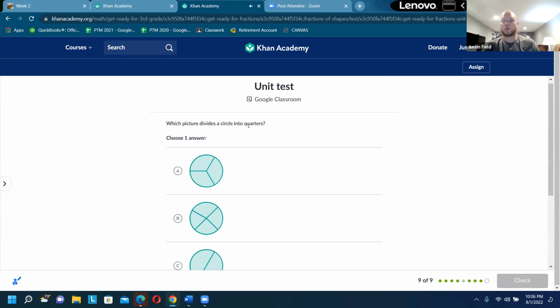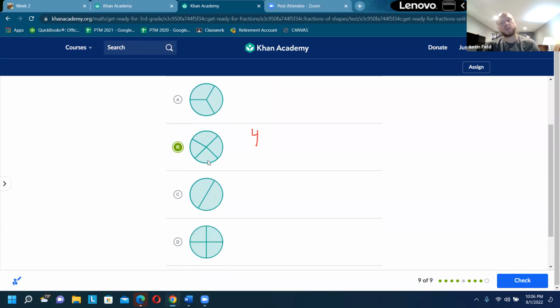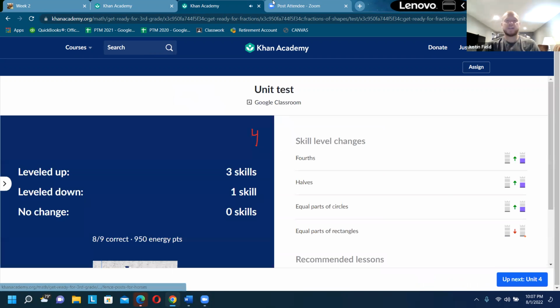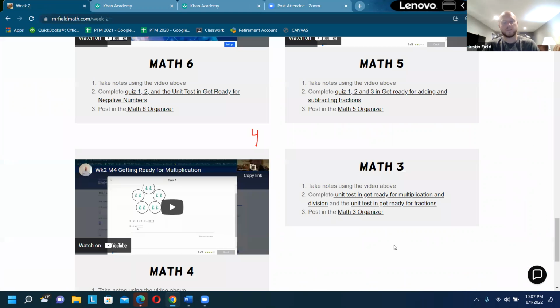Quarters. Do you know what quarters means? Quarters means 4. So now you know. You might want to choose this one, but that line is bent. Someone is trying to get a bigger slice of pizza there. But D looks very fair. Ta-da!